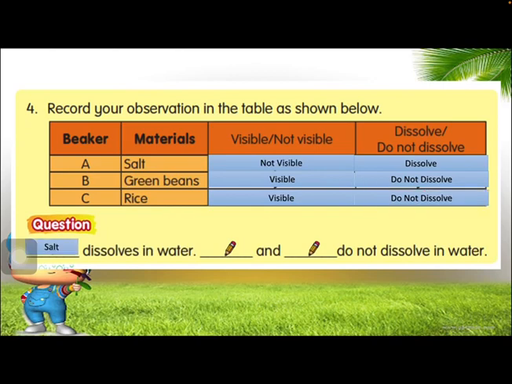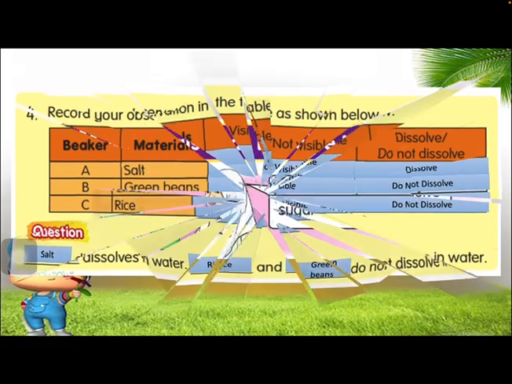So the answer is salt dissolves in water. Rice and green beans do not dissolve in water. So teacher hopes you understand this one.